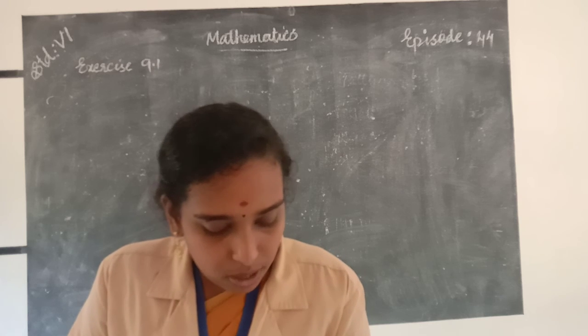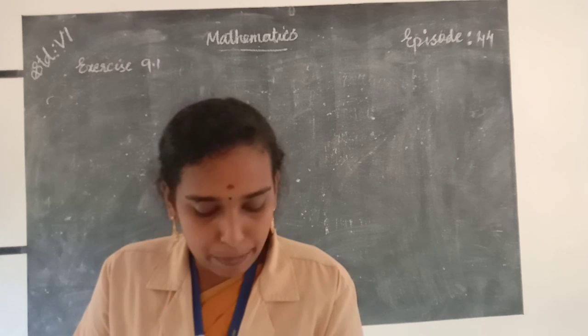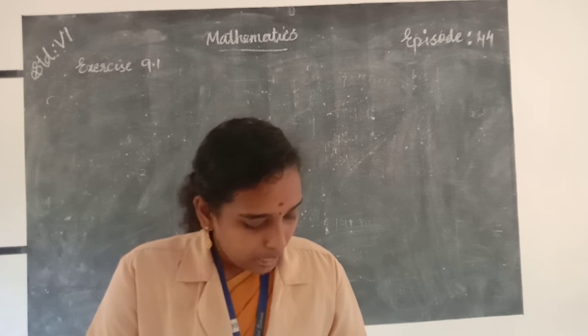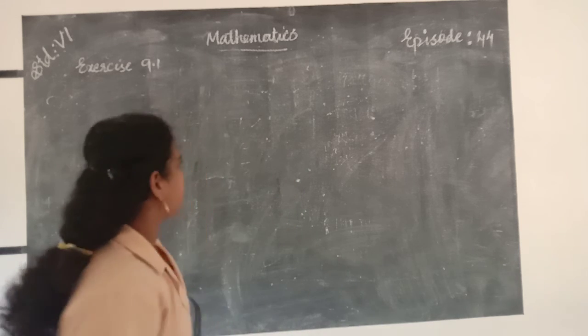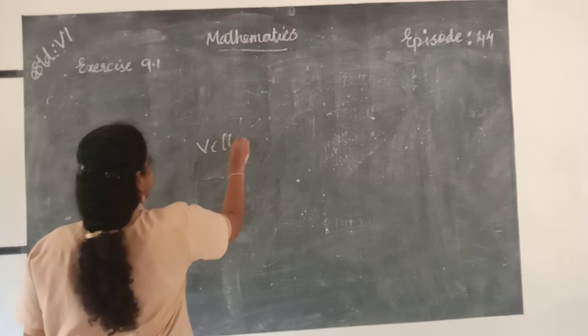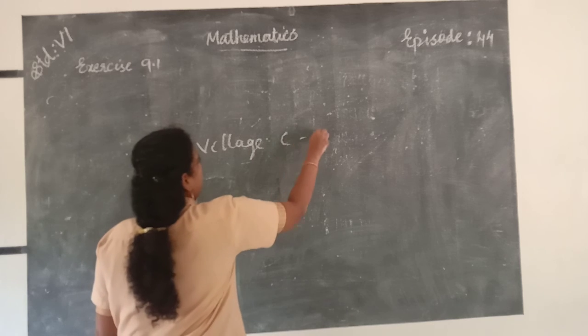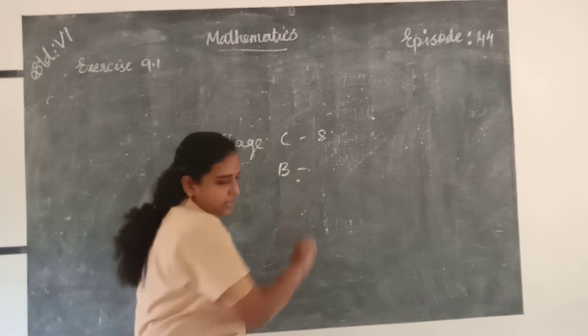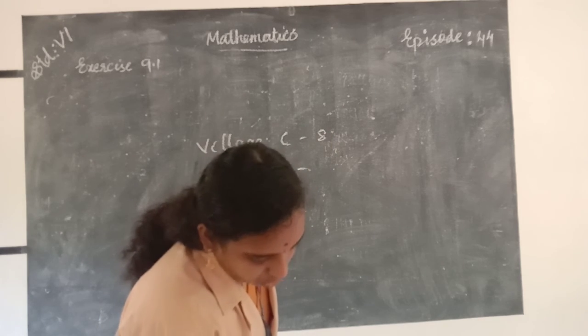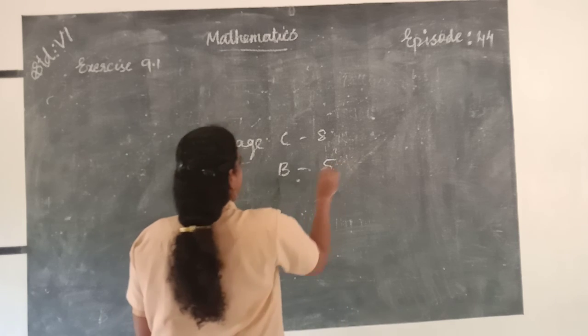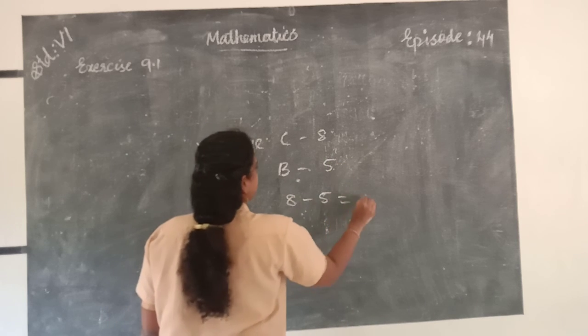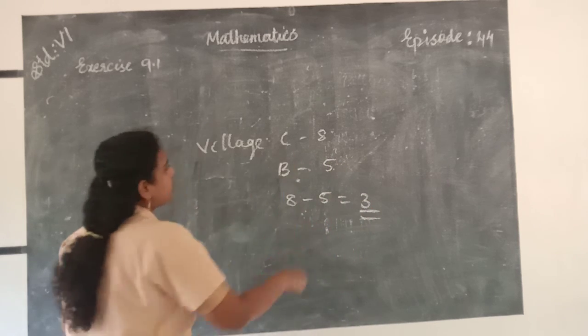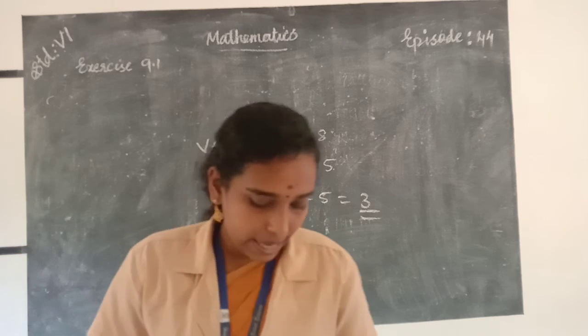And how many more tractors does village C have as compared to village B? Village C has 8 tractors and village B has only 5 tractors. So 8 minus 5 is equal to 3. So village C has 3 more tractors than village B.